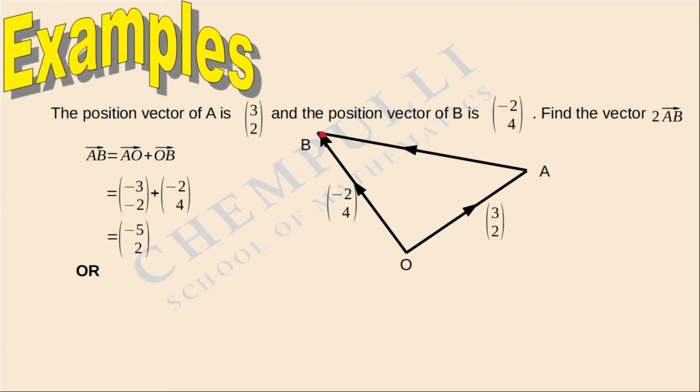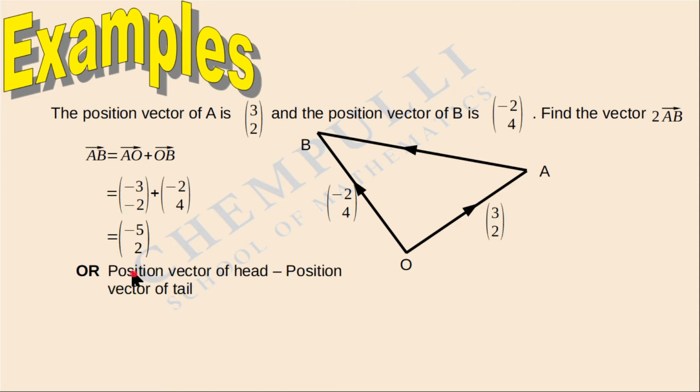That means this part represents the head. Then which is the tail? This part is the tail, because this vector points in this direction. That's why this part is the head and this part is the tail. This method is the easiest method. In this case, we can use the position vectors to find the vector AB. To find any vector, you have to use position vector of head minus position vector of tail.